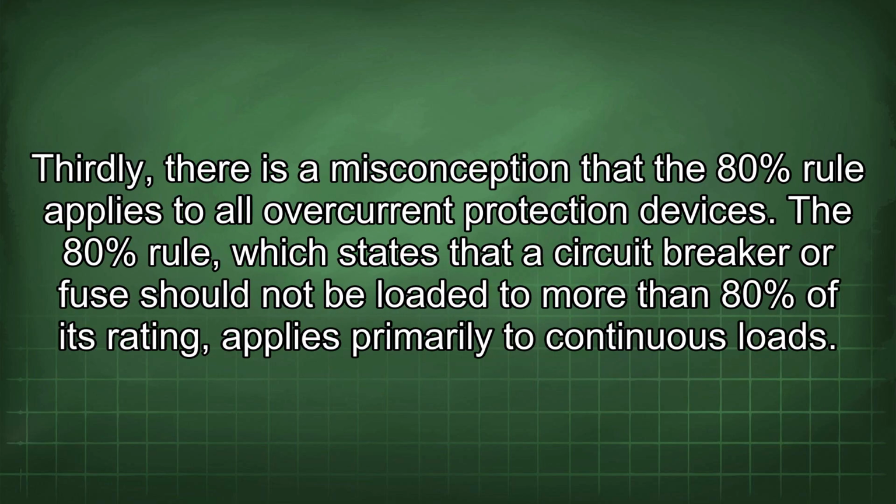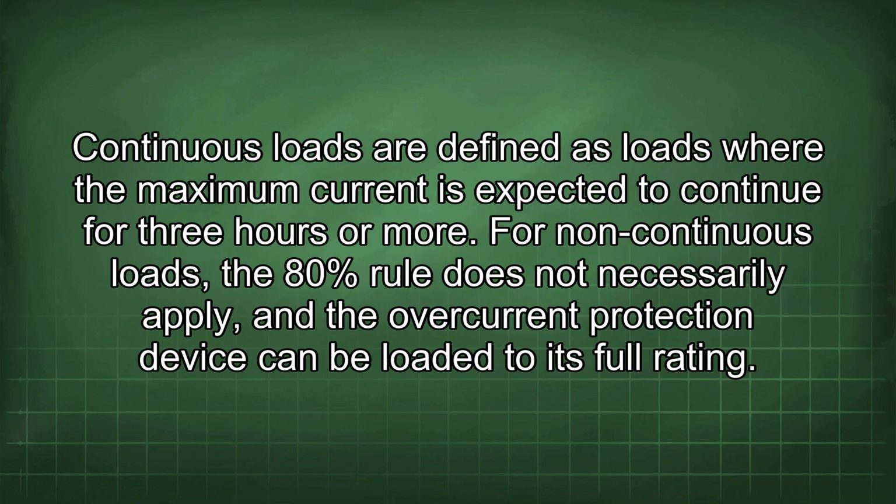Thirdly, there is a misconception that the 80% rule applies to all overcurrent protection devices. The 80% rule, which states that a circuit breaker or fuse should not be loaded to more than 80% of its rating, applies primarily to continuous loads. Continuous loads are defined as loads where the maximum current is expected to continue for 3 hours or more. For non-continuous loads, the 80% rule does not necessarily apply, and the overcurrent protection device can be loaded to its full rating.